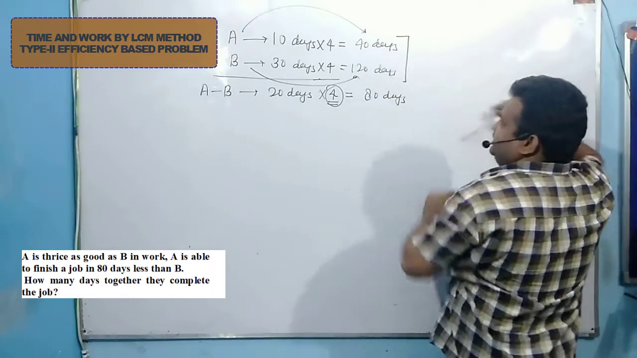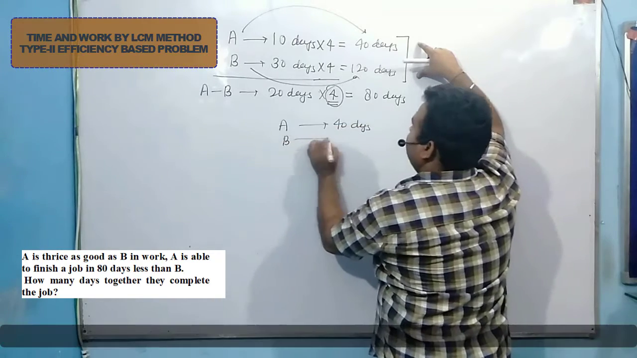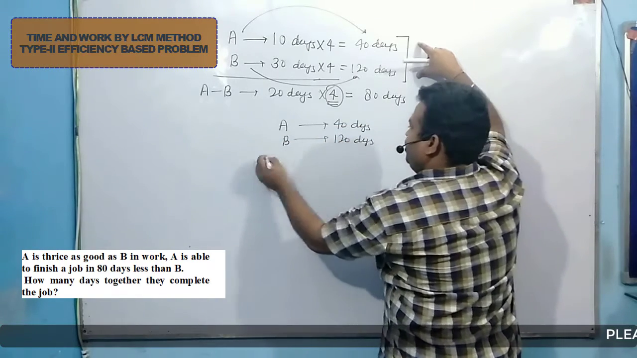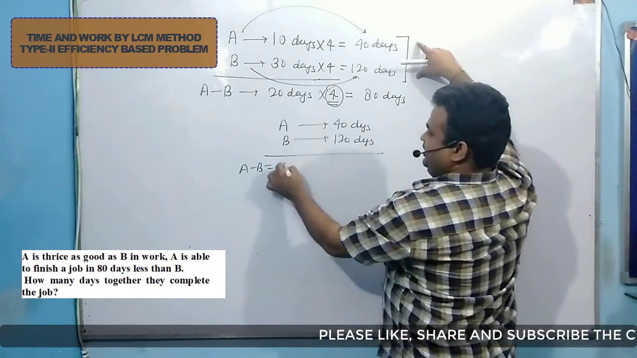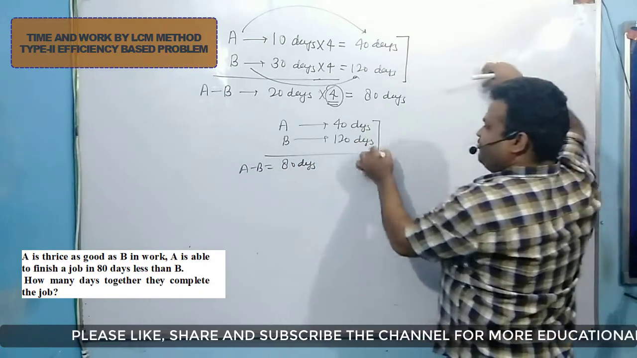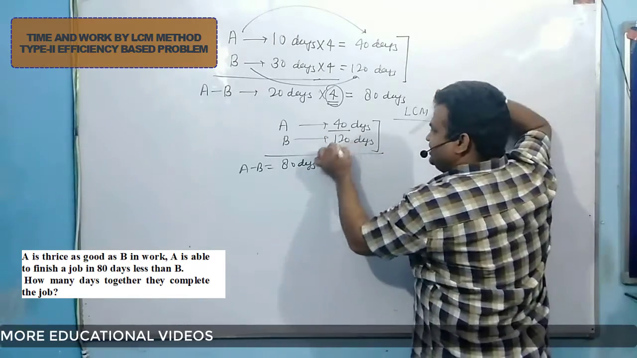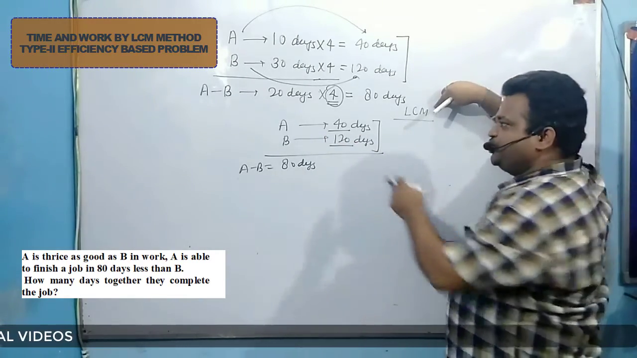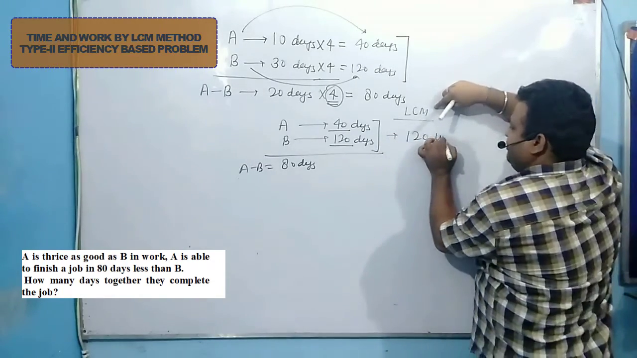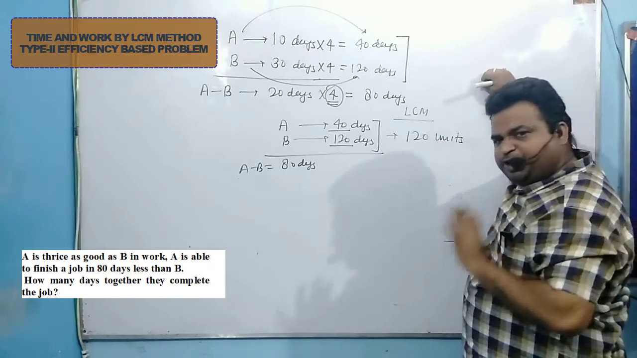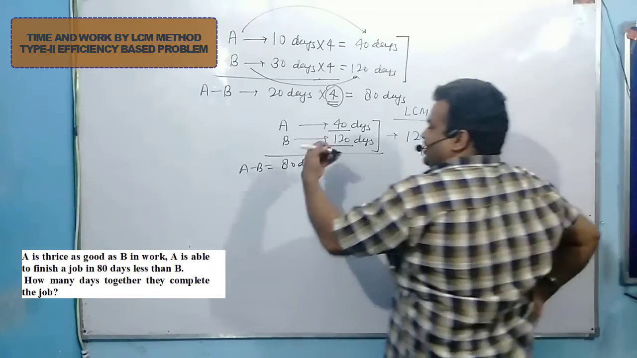Now this is the question. If A takes 40 days, then B takes 120 days, because A is thrice as efficient as B, and the difference of A and B is 80 days. Now my question is complete. Now find out the total work. To find the total work, you need to calculate the LCM. What is the LCM of 40 and 120? My LCM of 40 and 120 is 120. So I consider this 120 as the units of production. This is the total work. Now the rest of the thing remains the same.